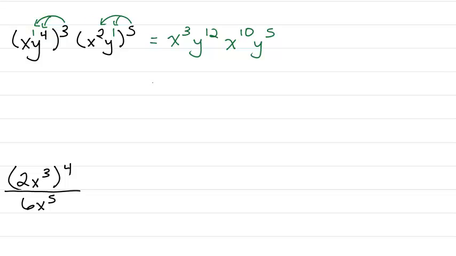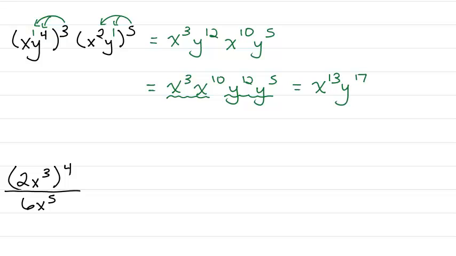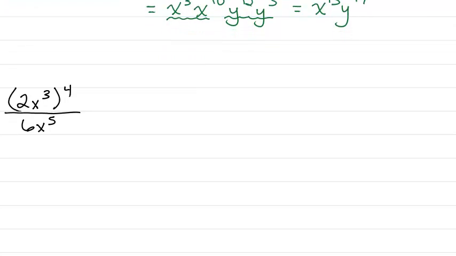Now let's organize. So x to the third, x to the 10th, y to the 12th, y to the 5th. And now we can see our groups, and it's clearly the addition rule. So that becomes x to the 13th, y to the 17th. Alright, moving on to the next one.